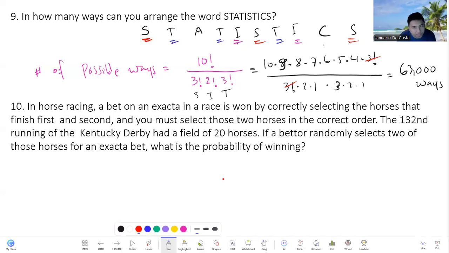Okay, what about number 10? In horse racing, a bet on an exacta is a race won by correctly selecting the horses that finish first and second. And you must select the 132nd running of the contemporary field of 20 horses. If a bettor picks two of the horses to be exact.